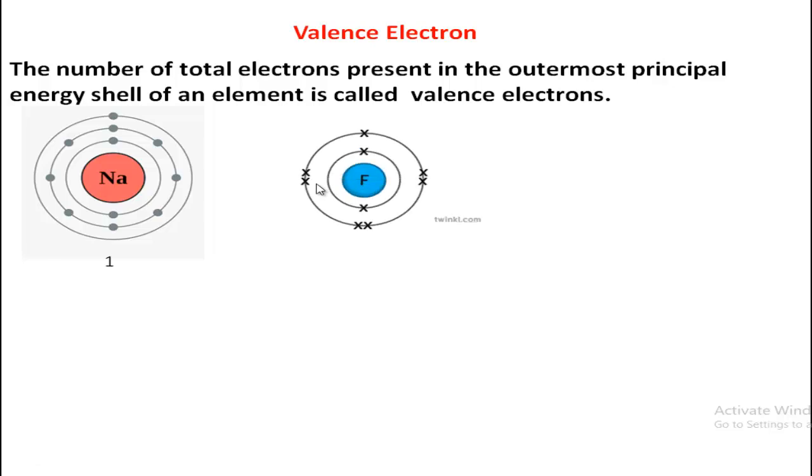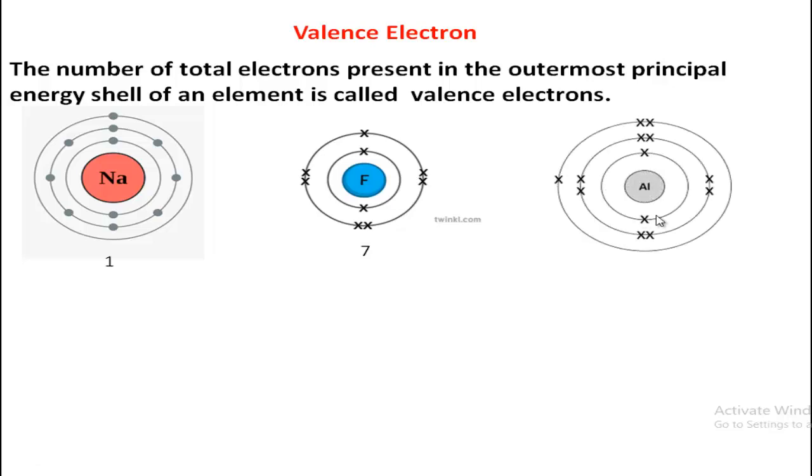Follow another example, fluorine. You know that the total number of electrons of fluorine is 9. So the first shell contains 2 and the second shell contains 7 electrons. So its valence electron number will be 7. Now another example, aluminium. Electron number 13. So according to the 2n² rule, the first shell contains 2, the second shell 8, and the valence electron number will be 3.